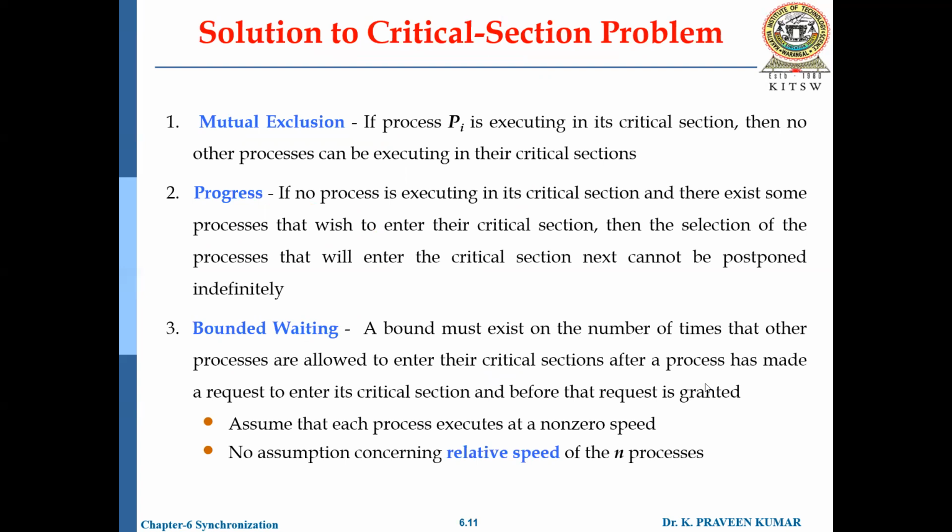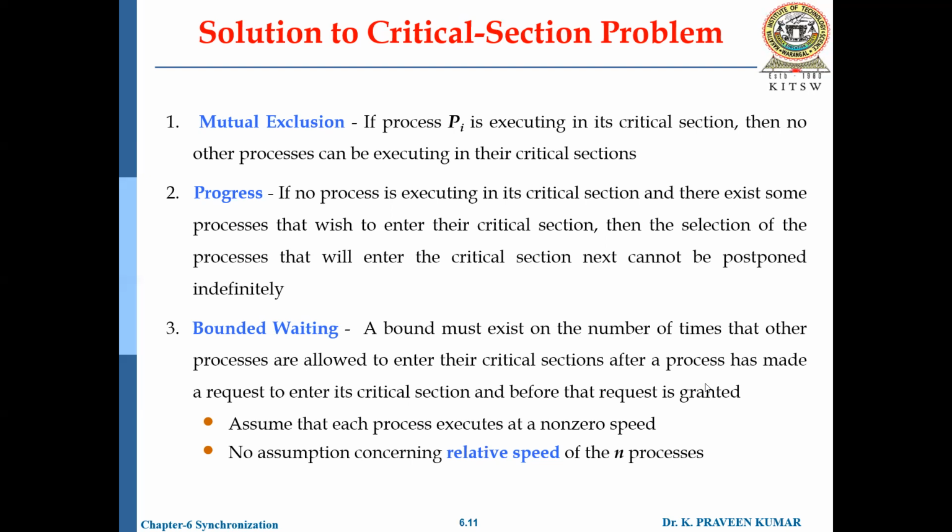Solution to the critical section problem. There are three requirements for the critical section problem: one is mutual exclusion, the second is progress, and the third is bounded waiting. We can discuss these three in the deadlocks concept. Mutual exclusion is: if a process Pi is executing in its critical section, no other process can be executing in its critical section. That is what we discussed in the example. If a doctor is treating one patient, no other patient is allowed to enter the doctor's chamber.